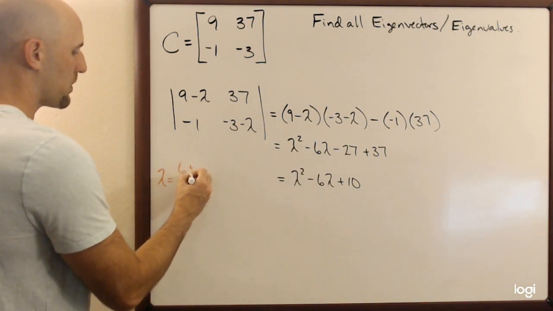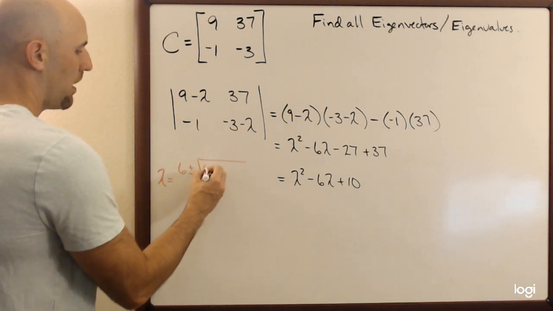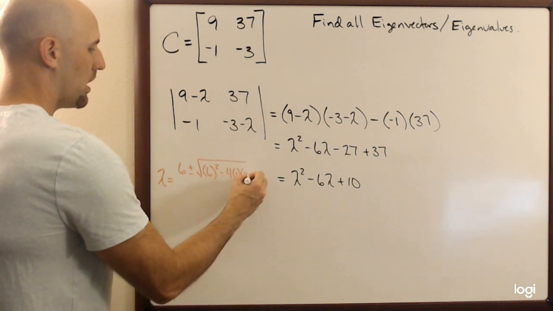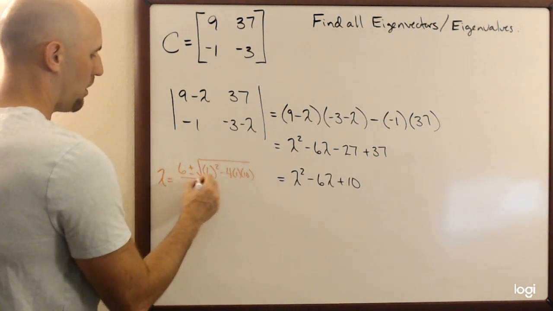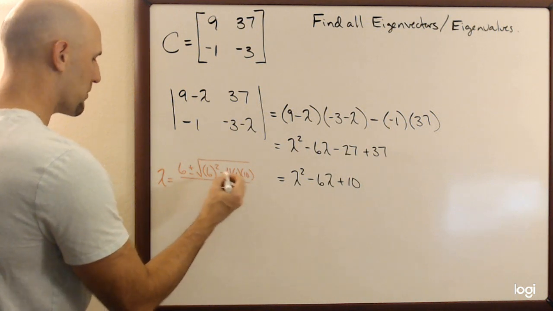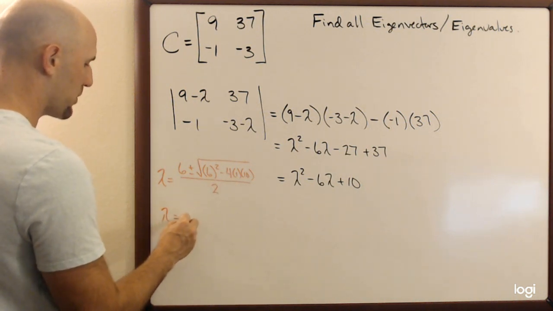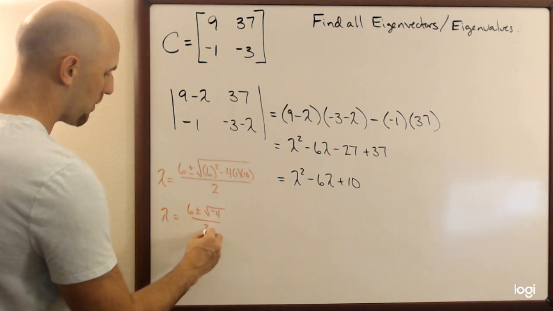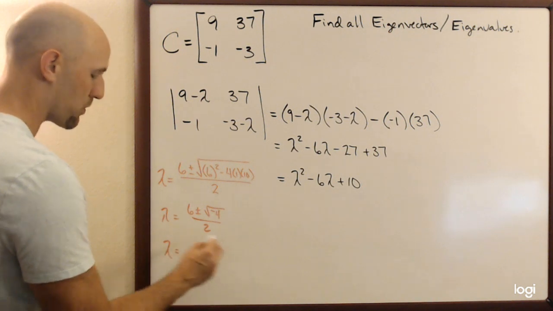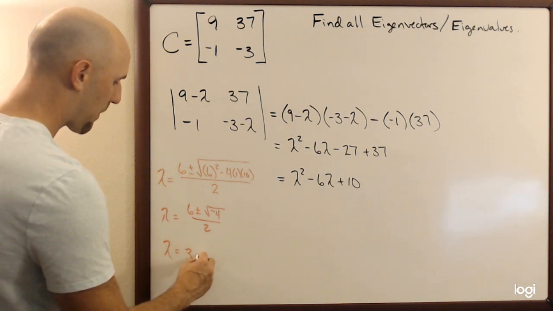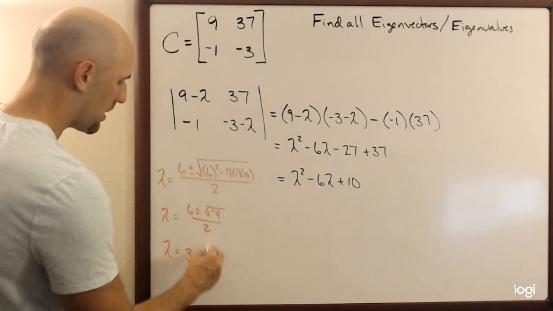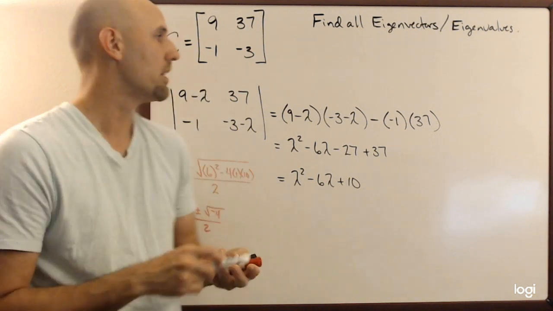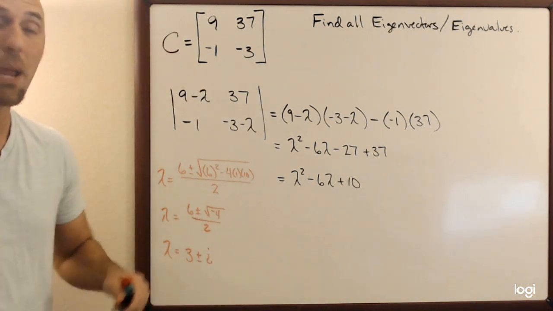So 6 plus or minus the square root of 6 squared minus 4 times 1 times 10, all divided by 2 times 1. So lambda is equal to 6 plus or minus the square root of negative 4 over 2, which gives us complex values, right? This gives me 3 plus or minus i. So I've got 2 eigenvalues, and again, they're complex, but that's okay because they're conjugates.